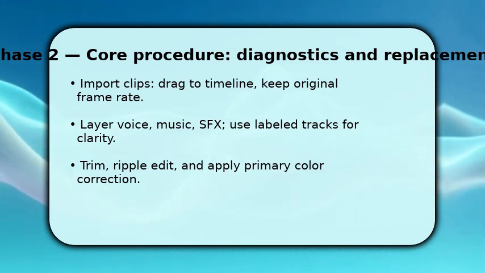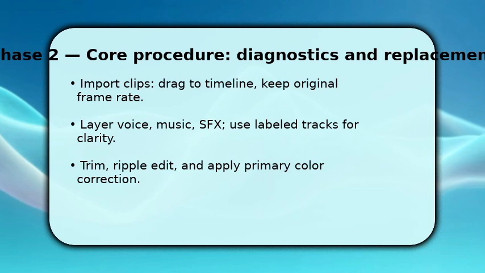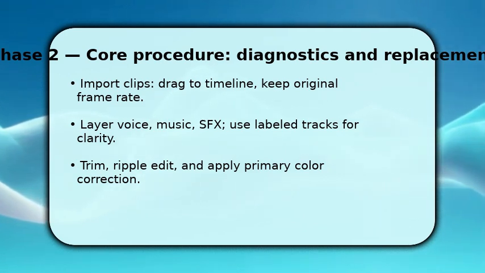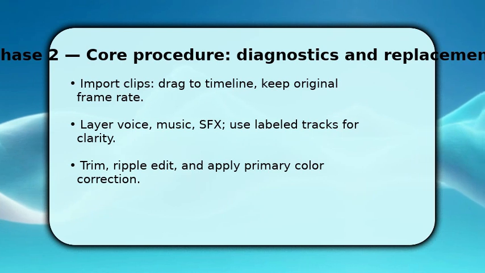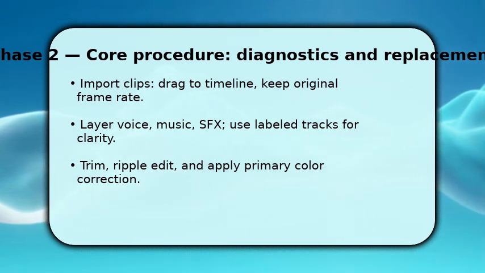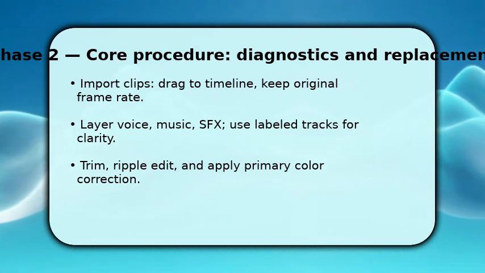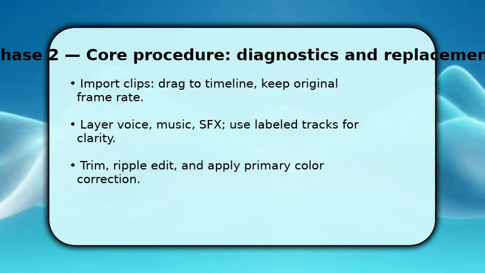Once on the timeline, layer voice, music, and SFX on labeled tracks so audio mixing is easier later. Make sure to trim with ripple edits to preserve sync and apply primary color correction early. Doing color now keeps visual consistency and prevents rework. These detailed middle steps build a stable edit you can refine.